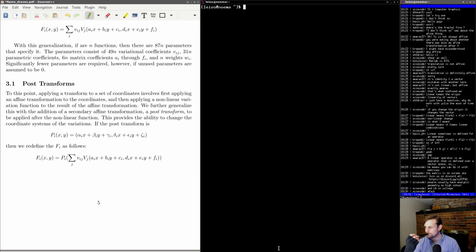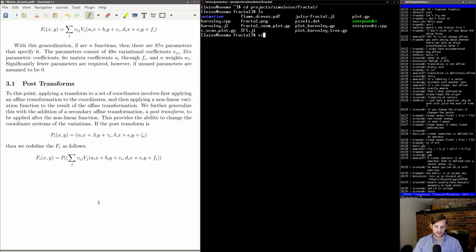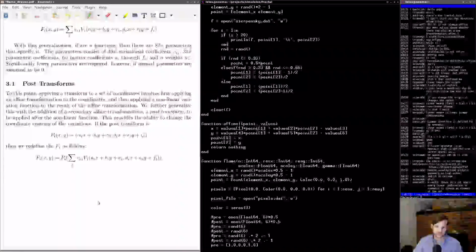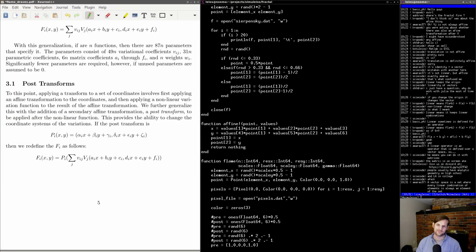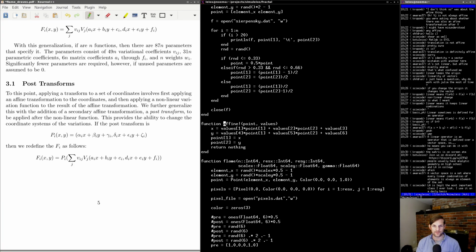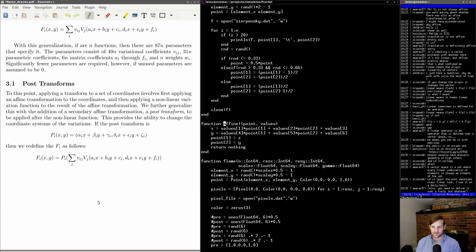Anyway, let's go ahead and cd projects simuleos fractal, and vi ifs, and let's go to the affine function and see what I did here. I basically had point and values. Okay, this is a pretty dumb way to do this. Oh, okay, I see what I was trying to do. The code had broken to the point that I couldn't figure out what they were trying to do in the paper. So I just said, screw it, let's have them define alpha, beta, gamma, delta, eta, and zeta. Let's have them do that, and then we just do this. So they can define these terms: alpha, beta, gamma, delta, eta, and zeta.